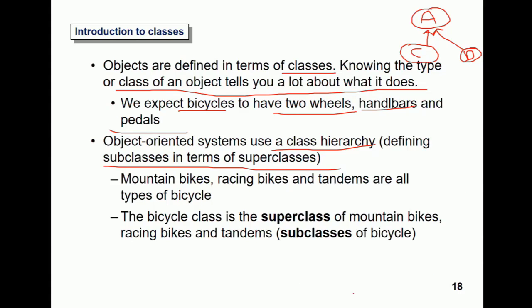So another example that we have here is mountain bikes, racing bikes, and tandems are all a type of bicycle. So you'd have a hierarchy. So you've got bicycle at the top and those subtypes at the bottom, those specialized types at the bottom. The bicycle class is a superclass of the mountain bikes, racing bikes, and tandems. So you can say that the bicycle is a superclass of those lower classes, or those lower classes are subclasses of the upper class.